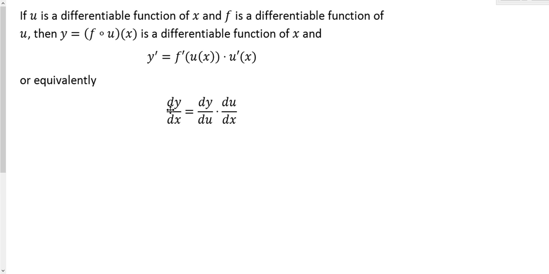So equivalently, we could say that dy/dx is equal to dy/du, which is the derivative of this composition with respect to u, the inside function, the independent variable, multiplied by du/dx, which is the derivative of this function u with respect to x. Let's take a look at this in practice.